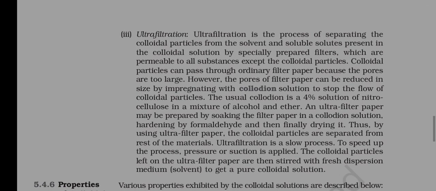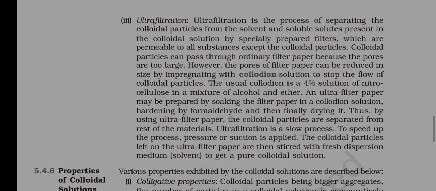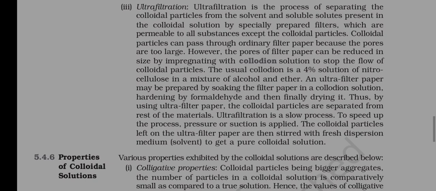An ultrafiltration paper may be prepared by soaking the filter paper in a collodion solution, hardening it by formaldehyde and then finally drying it. Thus, by using ultrafilter paper, the colloidal particles are separated from the rest of the materials.